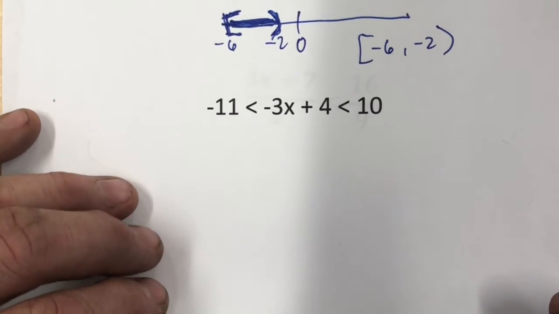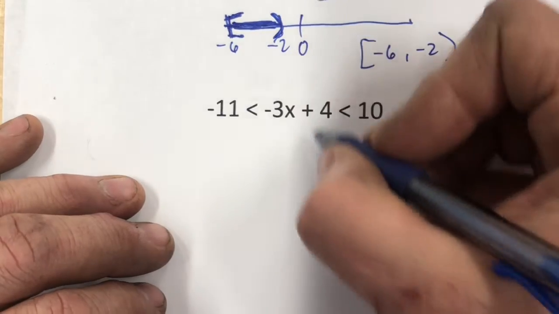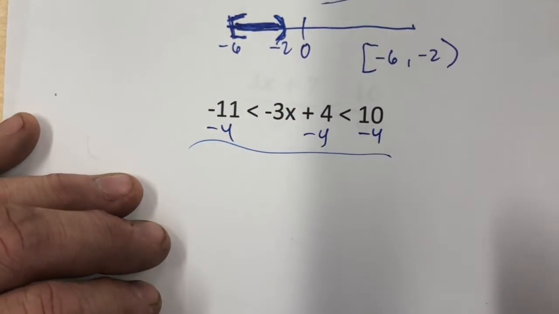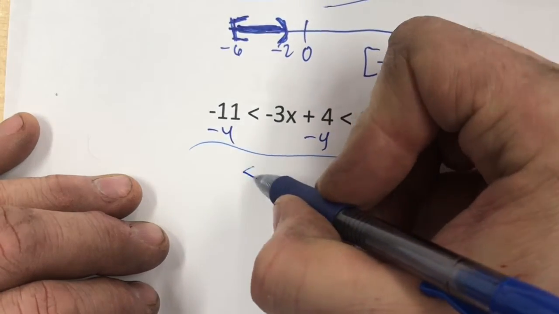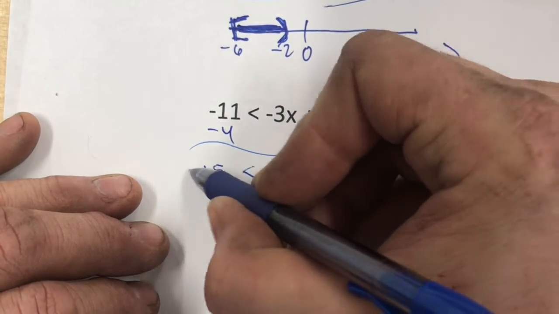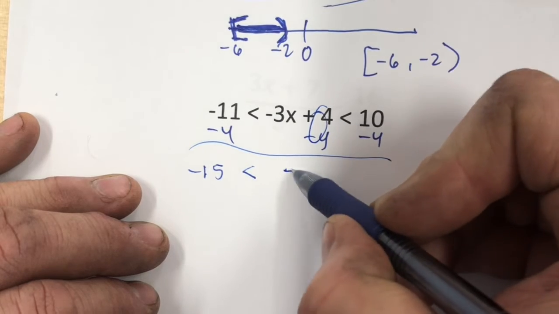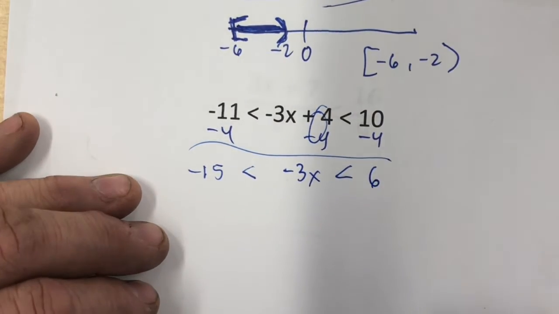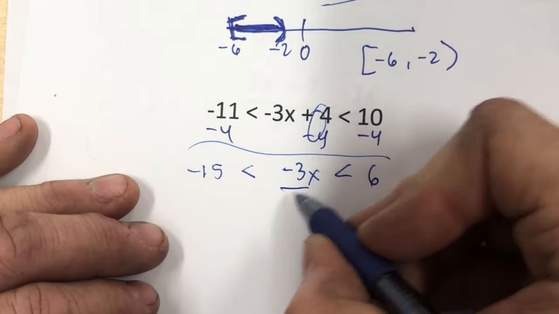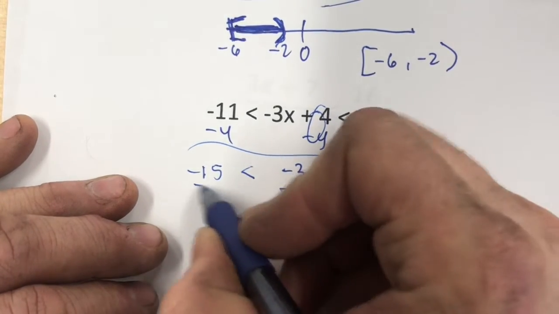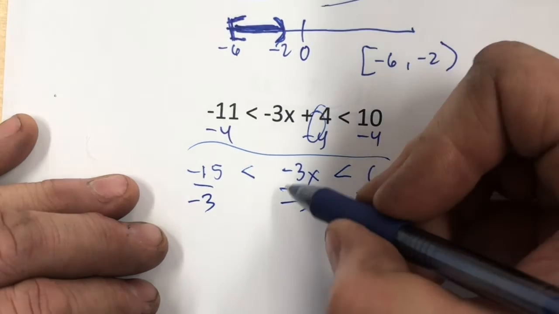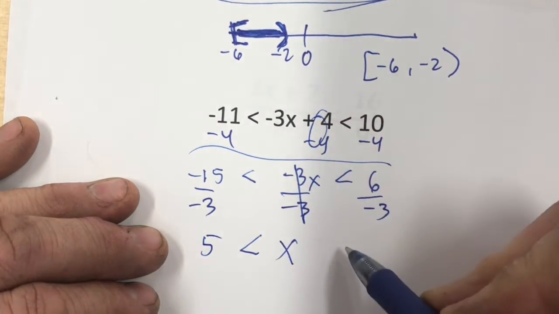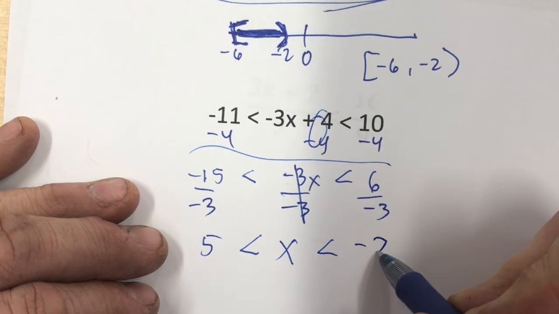Here's a similar one. Okay, so I've got these two inequalities, so I subtract 4 on all 3 of these, like I did on the previous problem. This is a less than right here. That's a -15. This goes away, so I have the -3x. And then this is going to give me a 6. Now I've got to divide by -3 on all these. When I divide by -3, this cancels. I have x here. On this side, that's going to be a 5. On this side, that's a -2.